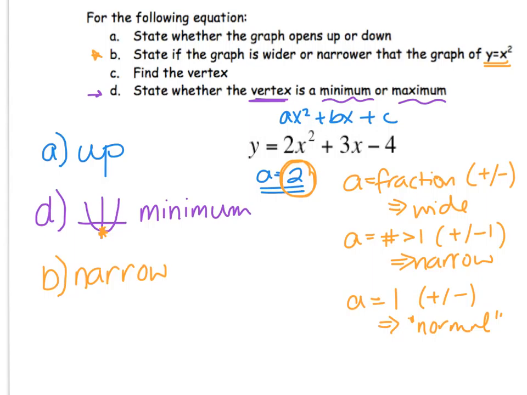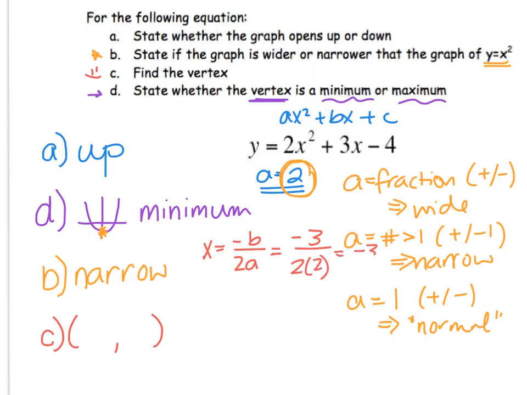And that just leaves us with part C. I'm going to switch to red. And part C says to find our vertex. And when we find our vertex, we have to find the ordered pair that represents our vertex. And remember, the x value of our vertex is the opposite of b over 2a. And so I'm going to go ahead and calculate that. The opposite of 3 over 2 times 2, which is negative 3/4. So my x value of my vertex is negative 3/4.